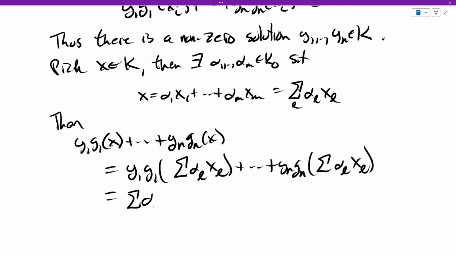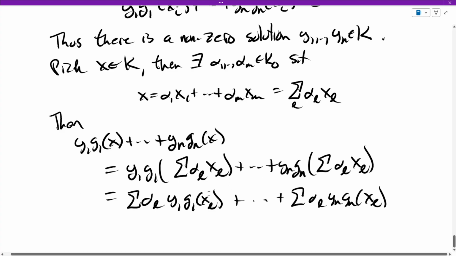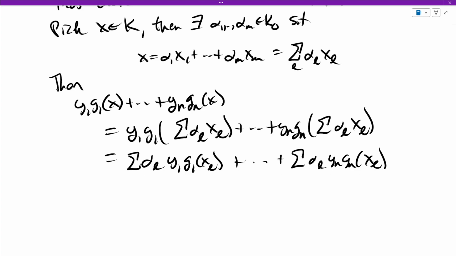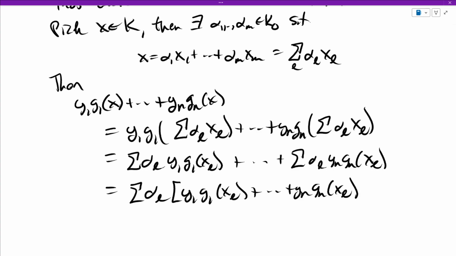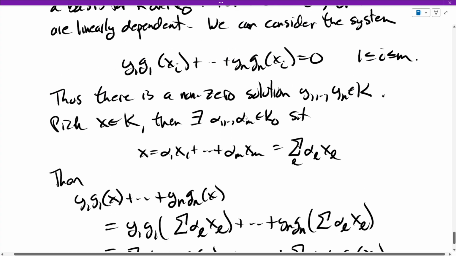So we have the sum on alpha L y1 of g1 of XL all the way up to the sum on alpha L yn gn of XL. And then, of course, we can bring this together under one sum because they're all summed over the L index. But we've plugged in the basis into the g's now, and we know that the y's make it so that this combination is 0.